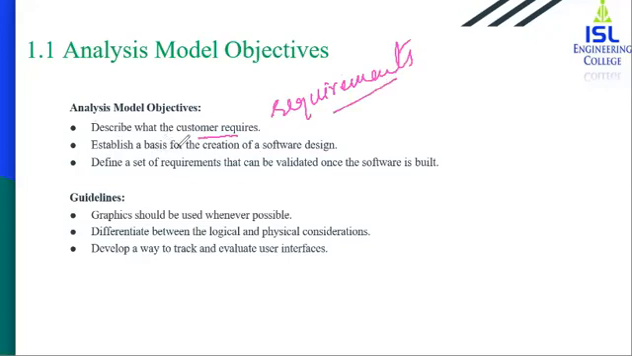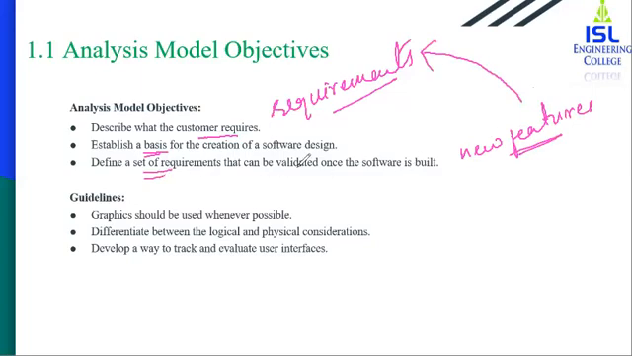The next one is establish a basis for the creation of software design. Establishing a basis for the software design means based upon your problem statement, you're going to identify the base for developing the software design. The next one is define a set of requirements that can be validated once the software is built. Once the software is being built, you're going to add new features, and those new features need to be tested whether they are meeting the customer requirements or not.